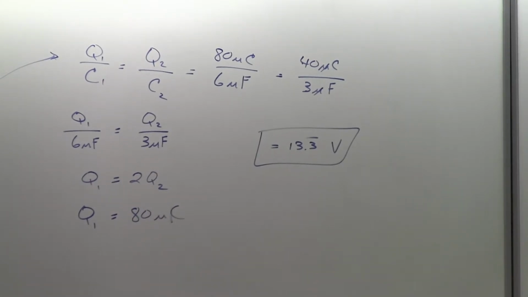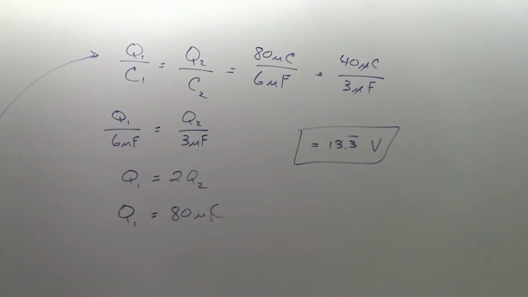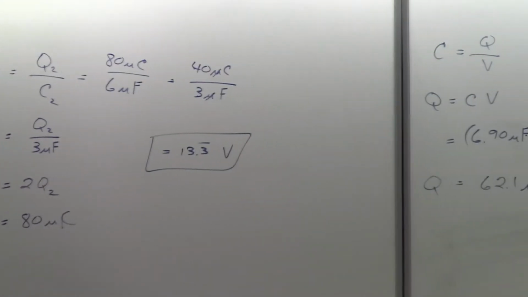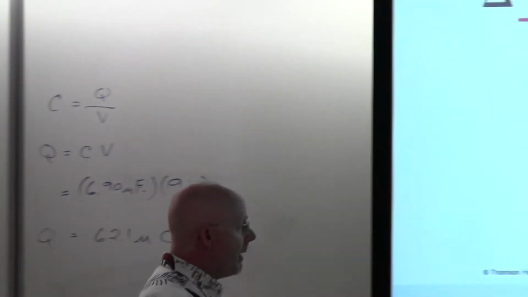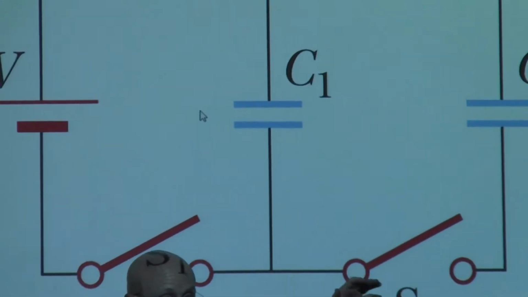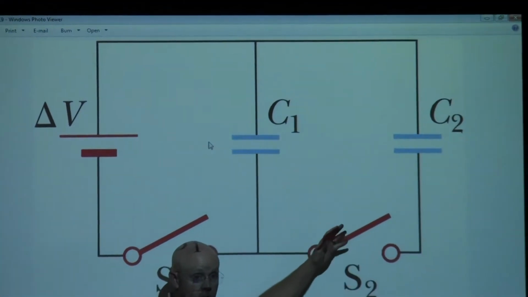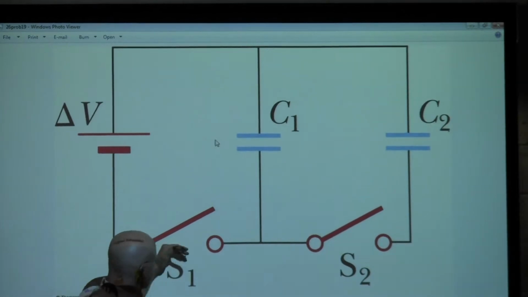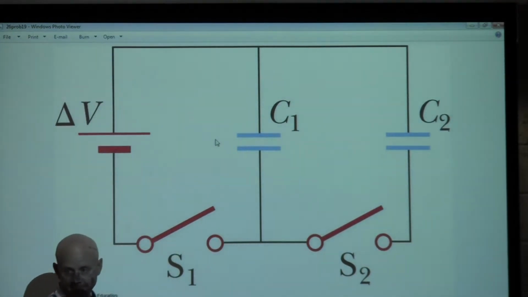Yeah? If you then close S2 or opened S2 again, it would change to act as if it was just one capacitor in the circuit? Oh, well, okay. But remember, S1's already open. So what are you saying? You're saying open S2 and then close S1. Sure. Now what would happen?